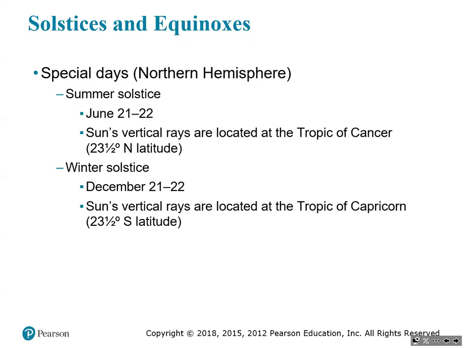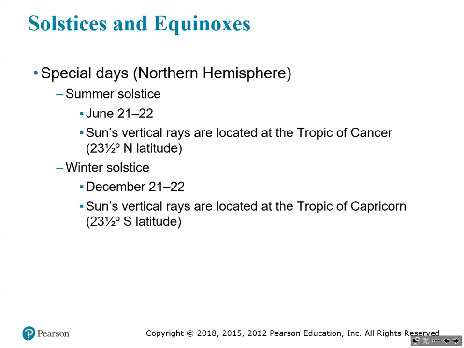And the winter solstice, that's when the sun's vertical rays are the furthest south they're going to get. The winter solstice is December 21 to 22. And it varies from year to year because there's not a perfect exact number of days in a year. Each year is about 365.25 days. So whether it's the 21st or the 22nd will vary.